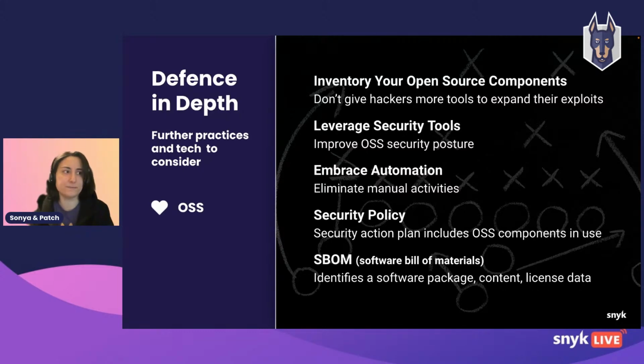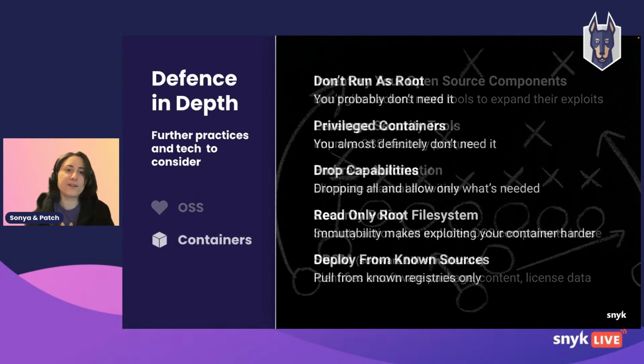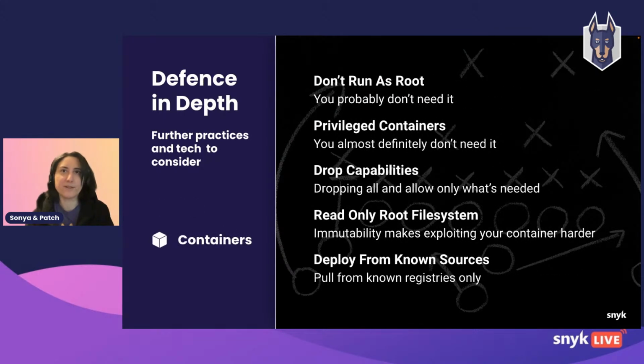You have that visibility. On the container level, don't run as root. You probably don't need it. Also, you probably don't need privileged containers. Drop capabilities when you can. Just allow only what's needed. Don't add capabilities around SSH or curl. Probably don't need them on production. Use read-only file systems, and also deploy from known sources and pull from known registries only.